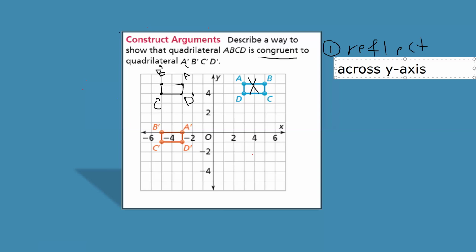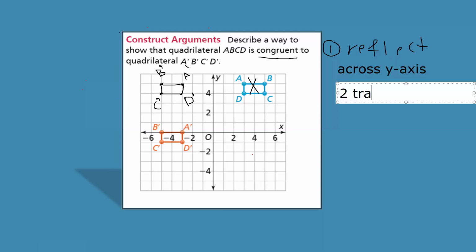Number 2, translate. Translate means move. Let's check how many steps it moves. We said choose any point, not all of them. I can choose D, C, B, anyone. So let's choose D and count between D and D prime. Not between D and A, no, D and D. Let's count: 1, 2, 3, 4, 5. 5 steps down. So I will go down 5 units.